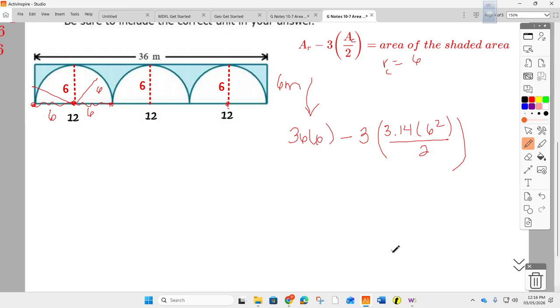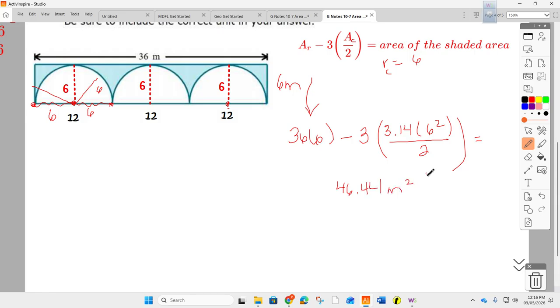So we can do that on our calculator. 36 times 6 minus 3 times 3.14 times 6 squared divided by 2 equals. And I got 46.44. Tell me if you got something different.